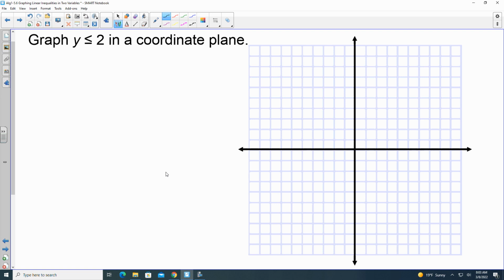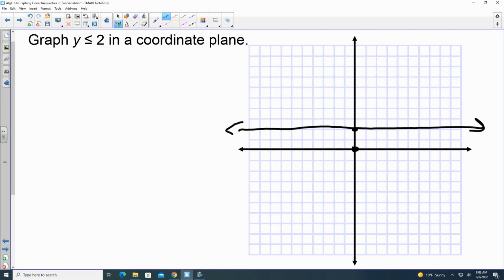Anytime you just have the one variable, I'm going to figure out, oh, it's either a vertical or horizontal line. Since it's y, it's horizontal. So y is 2 is right here. And because it's less than or equal to, it's a solid line. So this is my boundary line for this particular situation.